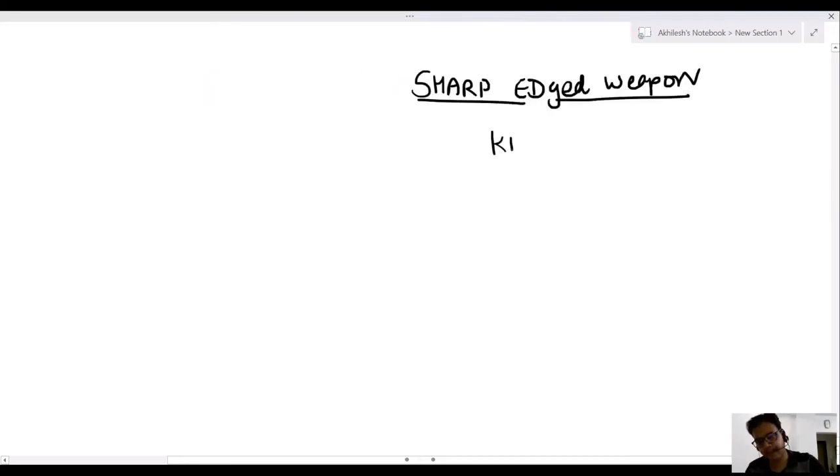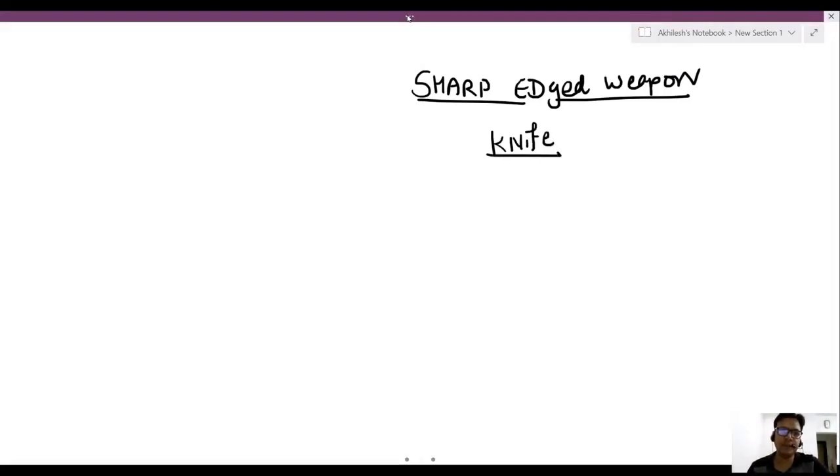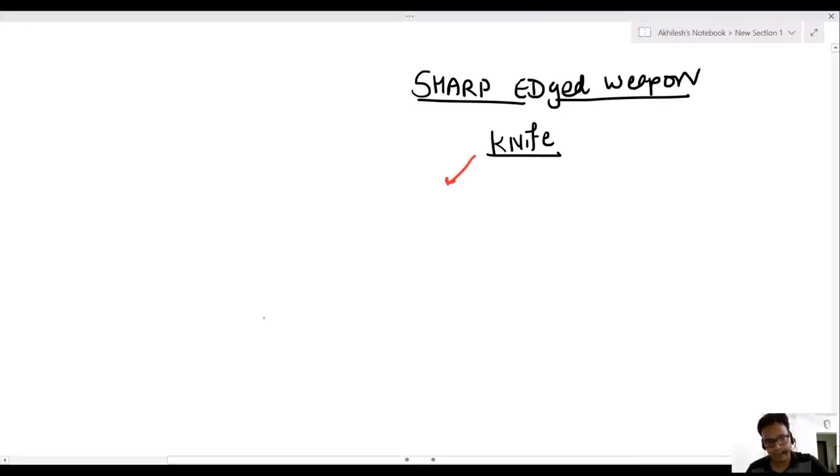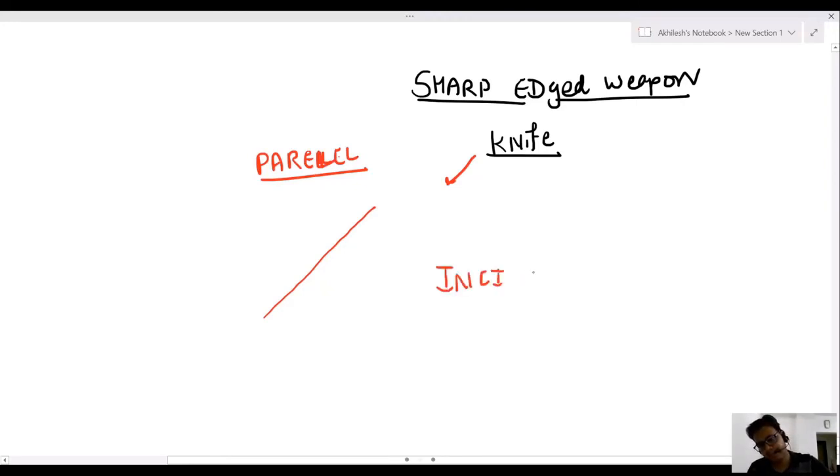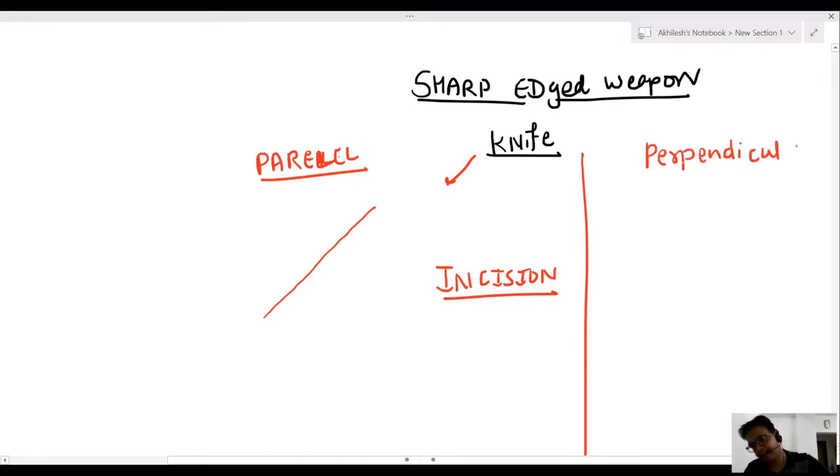Like I am giving an example, a knife. Now, sir, if the knife is parallel to the skin surface like this, this injury is known as incision. And if the knife is perpendicular to the skin surface like this, this is known as stab.